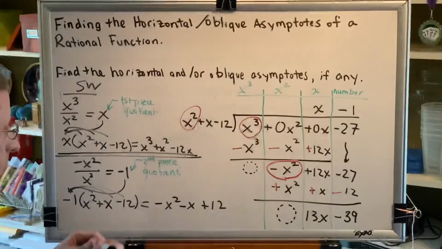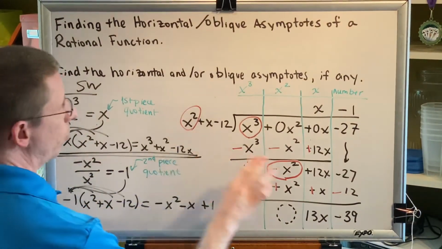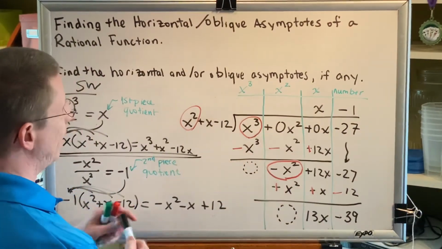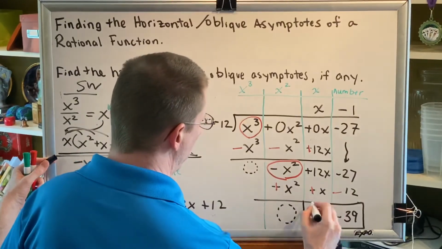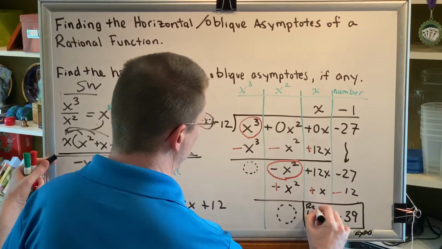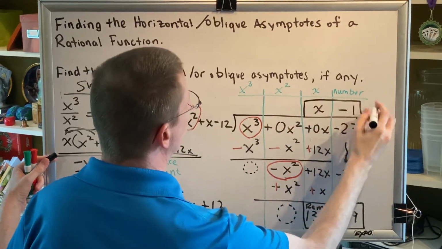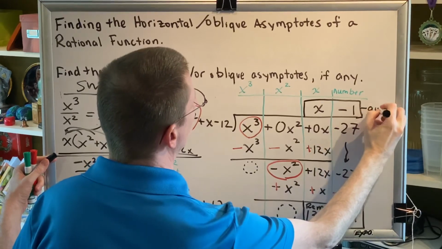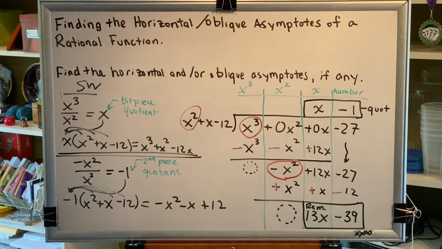All right, compare exponents. Biggest exponent here is 1, biggest exponent here is 2. Is 1 less than 2? Yes, so we stop. So this is our remainder. This is our quotient. And with these two things, we can now address the question that we are being asked, which is to find the horizontal or the oblique asymptote.